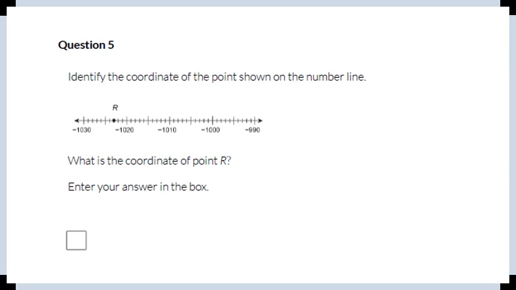Okay, on this one, I don't want to start at 0 because I don't even see 0 up here, but I can use the same knowledge here and start at -1020, -1021, -1022, -1023.